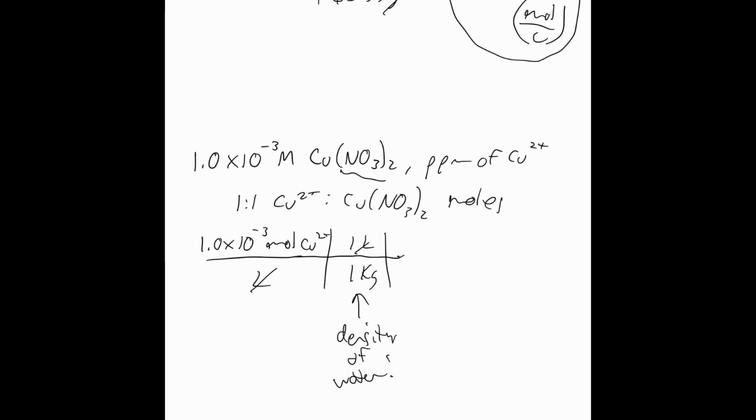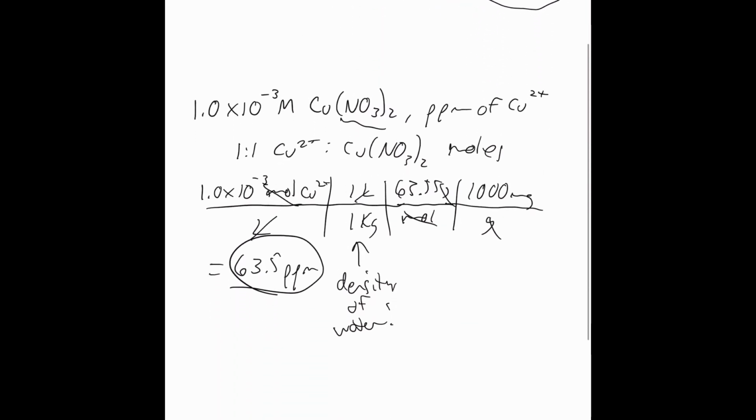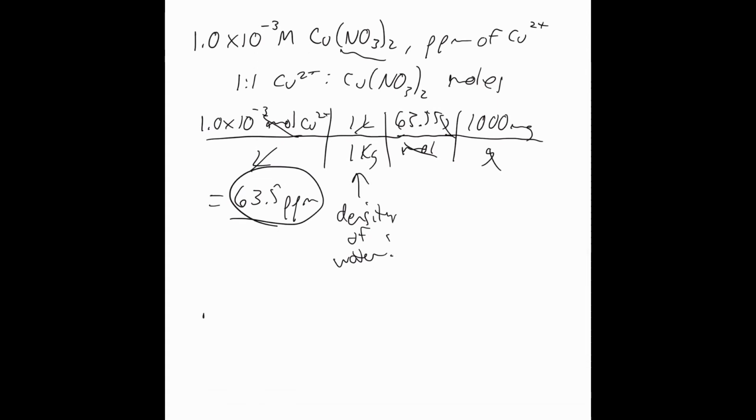And now we need to convert this to grams, so get rid of moles. So it's 63.55 grams per mole. That's our molar mass, right? So now we're in grams, and now what we just need to do is multiply by 1,000 to get milligrams per kilogram. And if we do that, we end up with 63.5 parts per million. Okay, so it's a little higher than the standard 1.3 above.